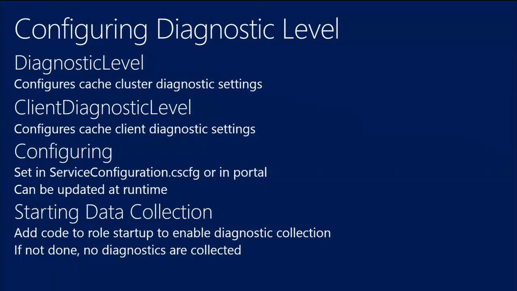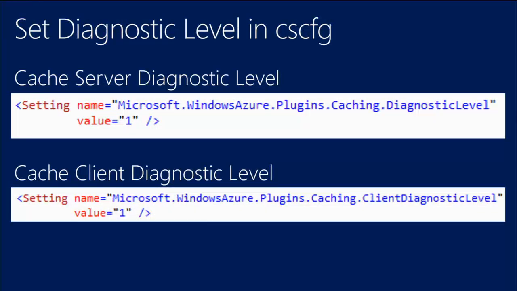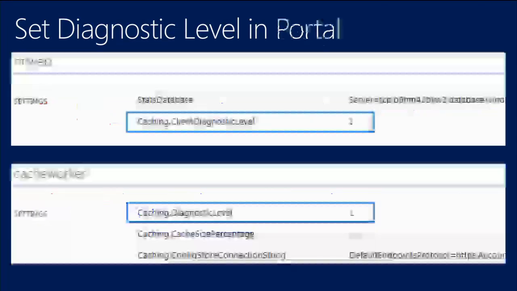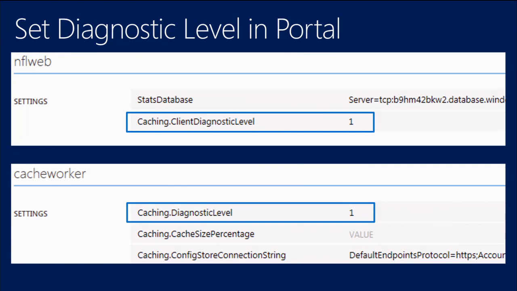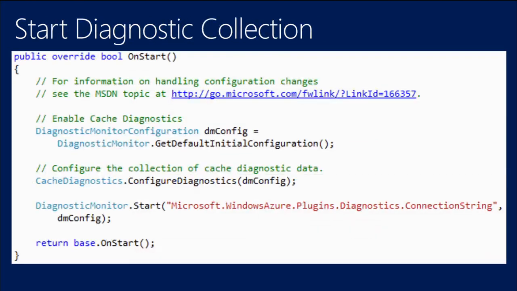Now, in addition to the diagnostic levels, you've got to add a little bit of code in the startup for your roles. Let's take a quick look at what the diagnostic level looks like in the service configuration. There's the diagnostic level and the client diagnostic level, and you can also set it in the portal, and here's a little screenshot of that. Now, what you need to do in the OnStart for all the role instances that are both cache cluster servers and cache clients is add this little bit of code.